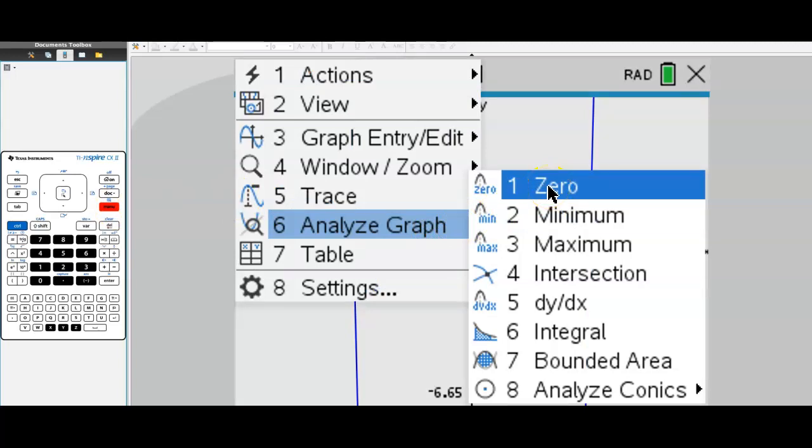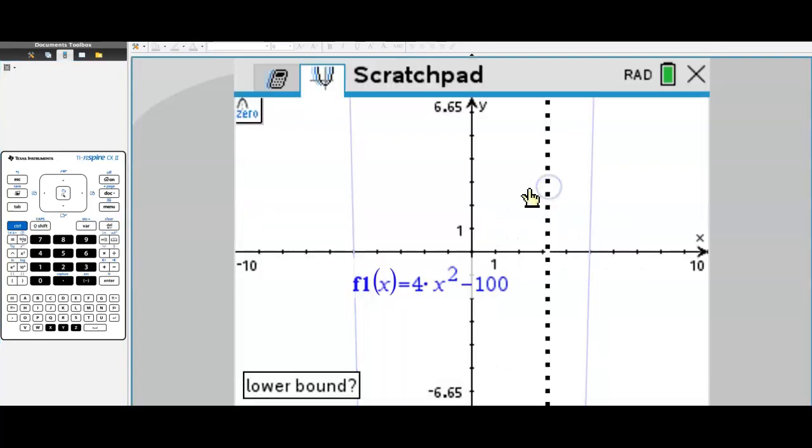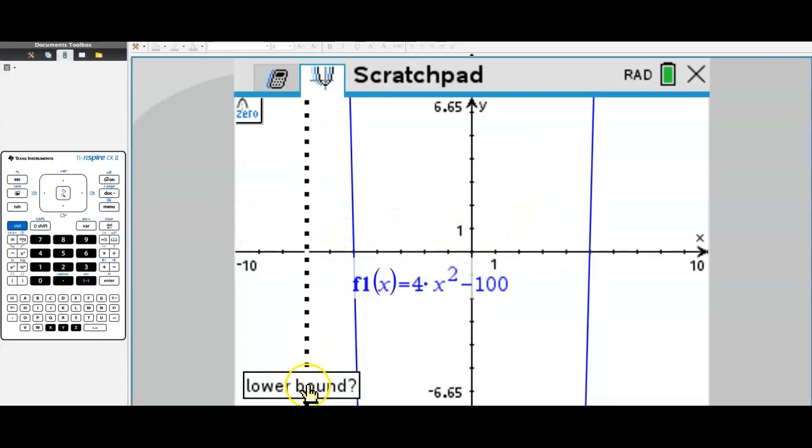So the original question was 4x squared minus 100 equals 0. So here, click 0, and you'll notice that we are looking for a lower bound. So this dotted vertical line, we want to put on the left side. Why the left side? Well, lower bound and negatives are on the left. So negatives are always a smaller number. So we want it on the left side of our possible root. So I'm going to click over here.